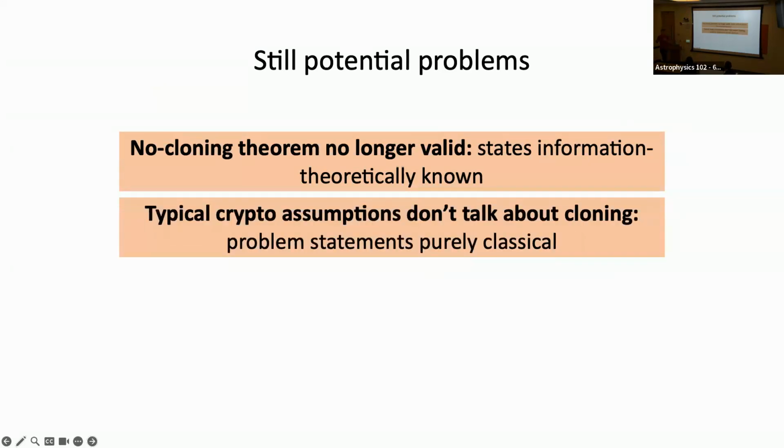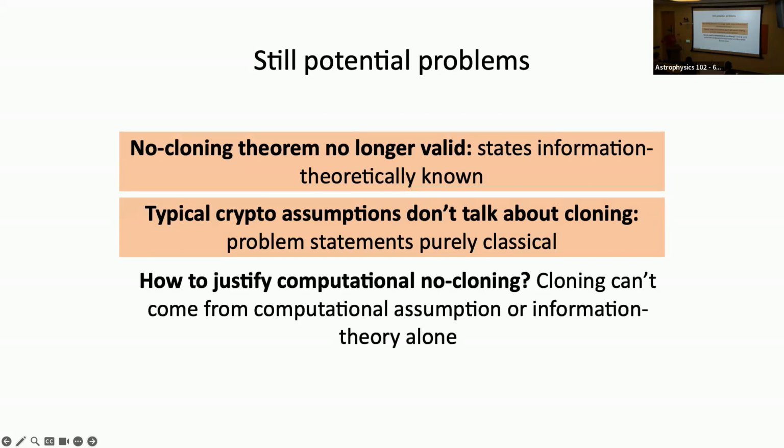On the other hand, typical assumptions we use in crypto don't talk about cloning, right? The shortest vector problem I showed you on the last slide has a classical input, which is a description of a lattice, and a classical output, which is a shortest vector. There's nothing quantum about it. The only thing quantum about it is that we're asking for hardness. But there's no cloning when we talk about the underlying assumption.